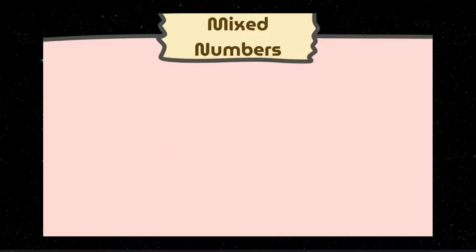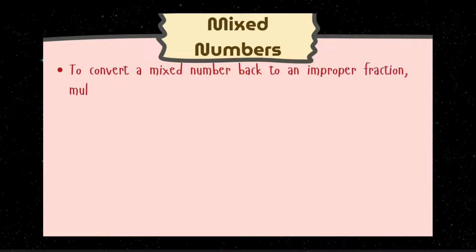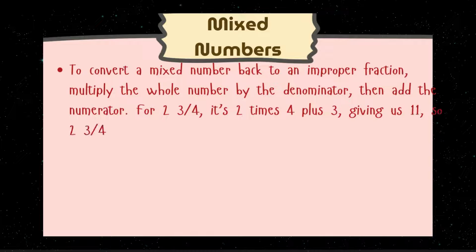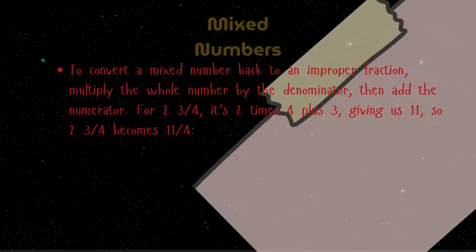To convert a mixed number back to an improper fraction, multiply the whole number by the denominator, then add the numerator. For 2 3/4, it's 2 times 4 plus 3, giving us 11, so 2 3/4 becomes 11/4.